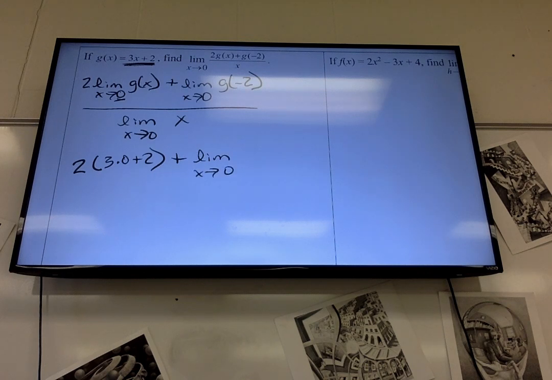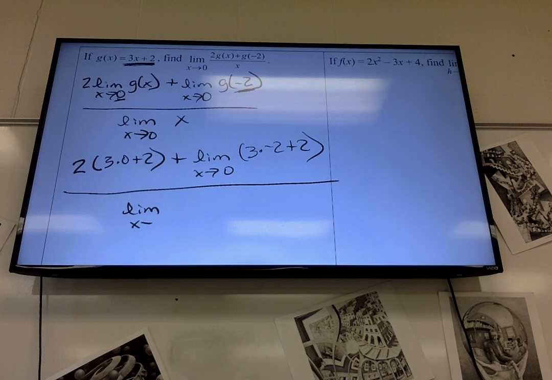And this next one, we plug in negative 2, and it's just going to give us a constant. So 3 times negative 2 plus 2. I normally wouldn't show this much work, but I don't want to lose anybody. And this one, I'm actually finding the limit, so I just plug in 0 for x. So don't we already have an issue? We do have an issue, yeah.